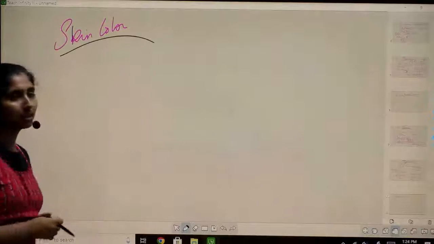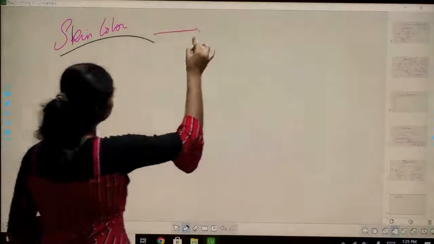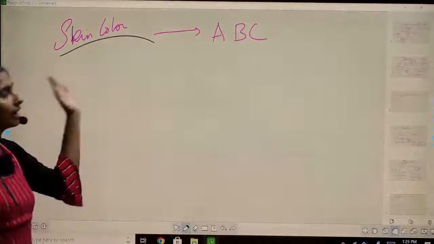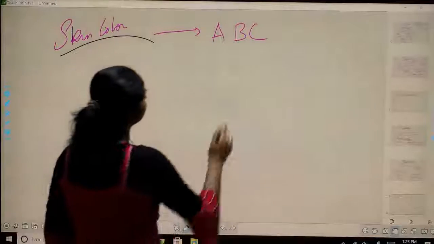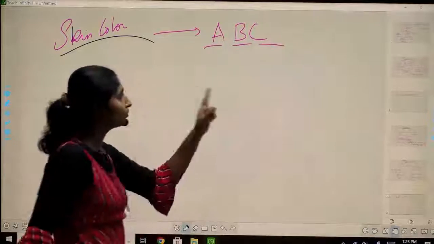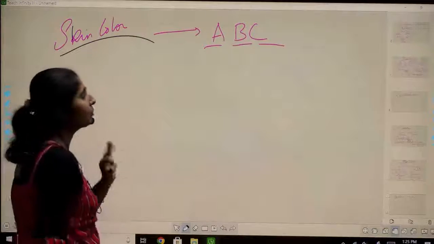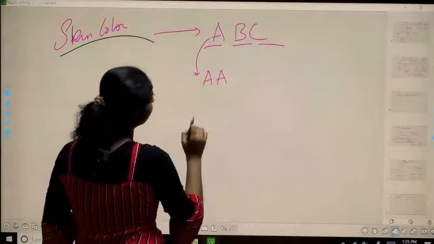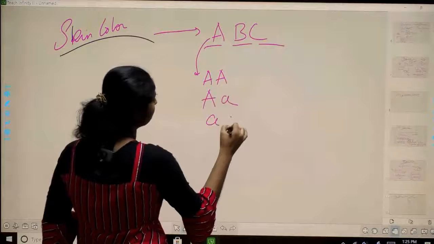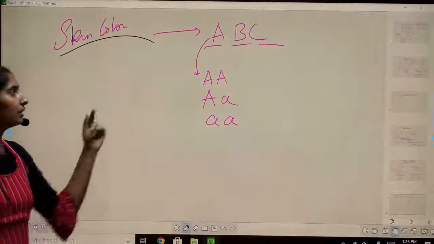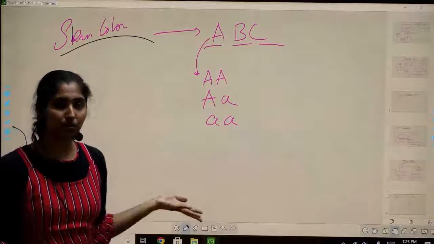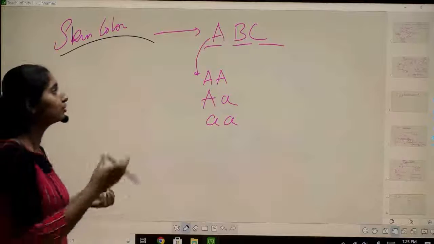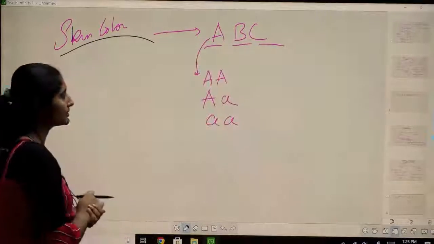Skin color. Skin color is influenced by 3 genes A, B, C. There are 3 genes that regulate the inheritance of skin color. Now at each of the locus there are 3 possible genotypes. Just to give you an example, gene A can be homozygous dominant, it can be heterozygous, or it can be homozygous recessive. So similarly, at all the 3 locus, different genotypes are possible. As a result, we get a lot more variation. We see a lot of variation due to the different genotypes at different locus.